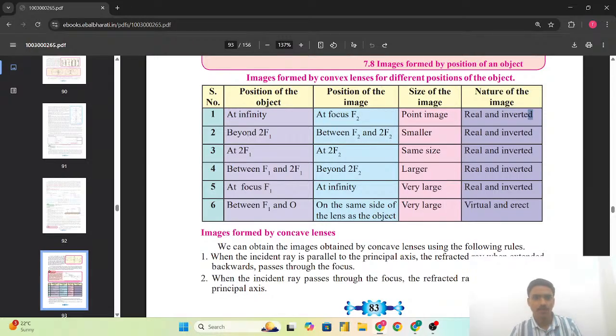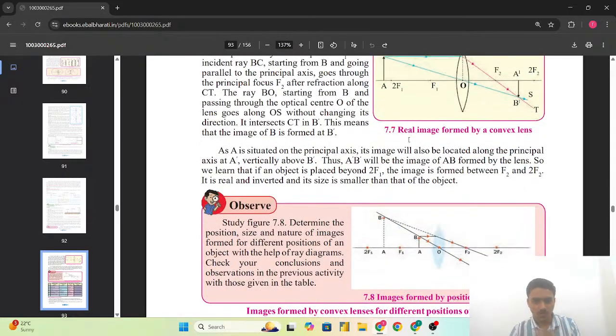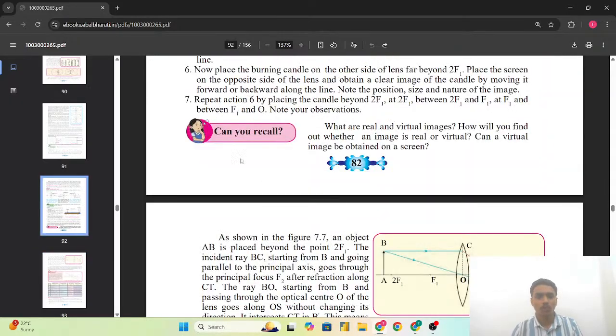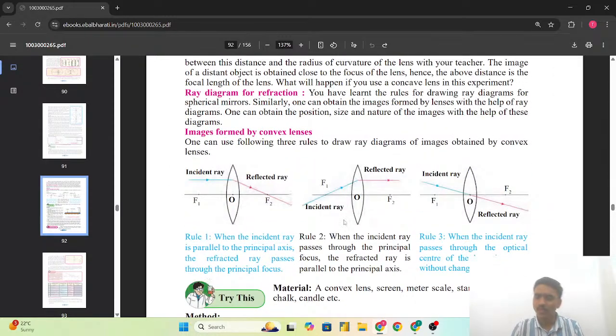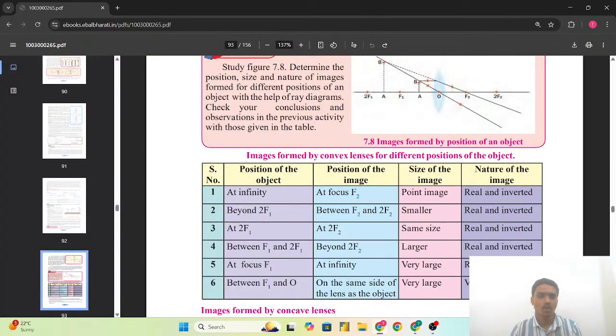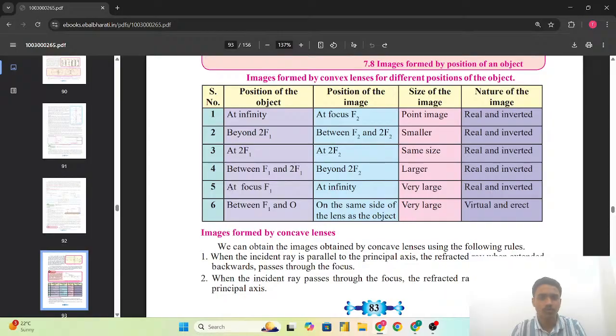The image is real and inverted. For beyond 2f1, if placed there, a diagram is given here for your reference. So you have to apply these three rules which we have studied regarding the convex lens and try to draw the diagrams, taking the positions of the object beyond 2f1, at 2f1, between f1 and 2f1, at focus f1, between f1 and O, and try to see which type of image is obtained, that is, real and inverted or virtual and erect, at what position the image is obtained, and what the size of the image is.